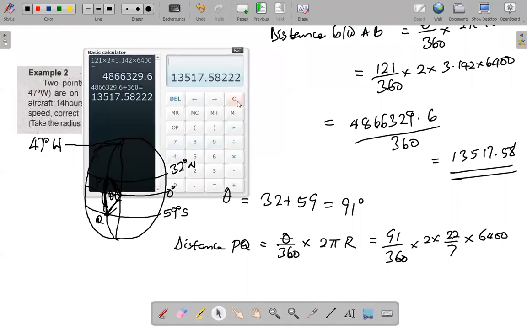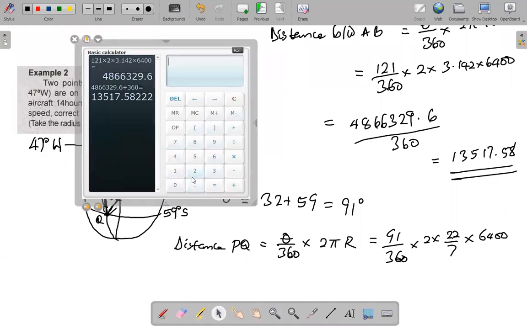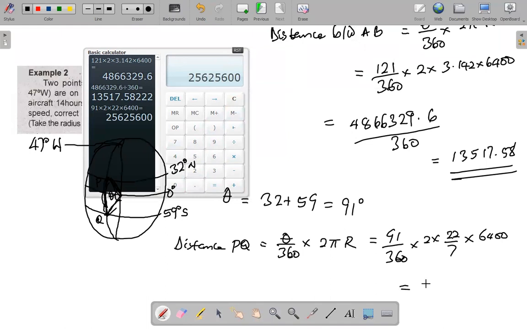we have 91 times 2 times 22 times 6,400. That is 25,625,600. Let me write it down. 25,625,600 over 360 times 7 is 2,520.